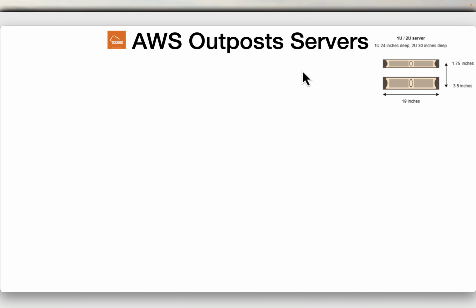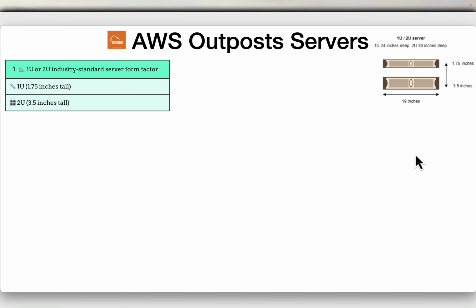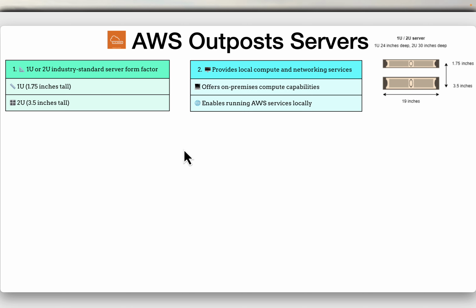Then we have AWS Outpost server, which looks something like this. This is industry standard 1U, 2U servers. So these are the specifications, 1U and 2U industry standard server, and they are 1.75 inches tall for 1U, and 2U is 3.5 inches tall. Outpost servers. So an Outpost server is a smaller version. It's like a less than racks. So it's a smaller device.